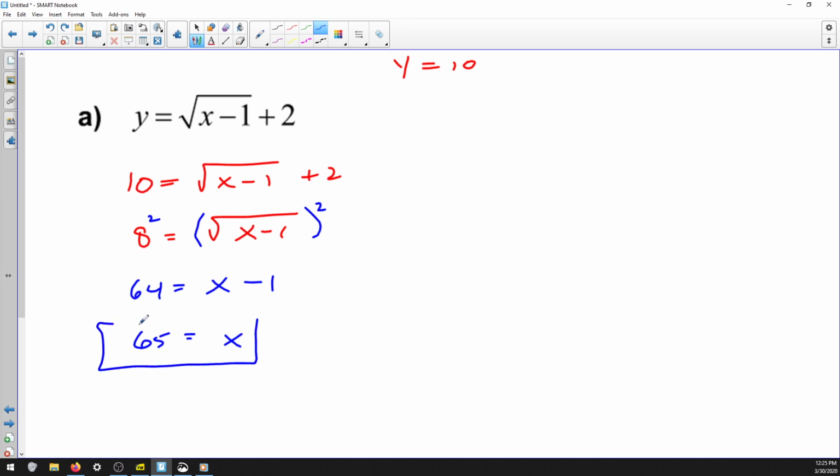Remember, we do have to check for extraneous solutions, but all I really care about is that when I plug this 65 in here, I get 10 back. 65 minus 1 is 64. The square root of 64 is 8. 8 plus 2, yep, that does give me y is equal to 10. So that one's a good answer.